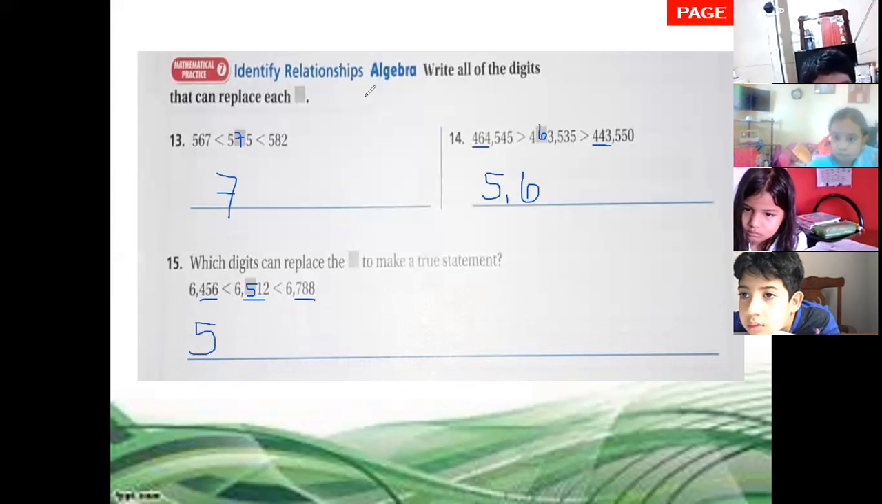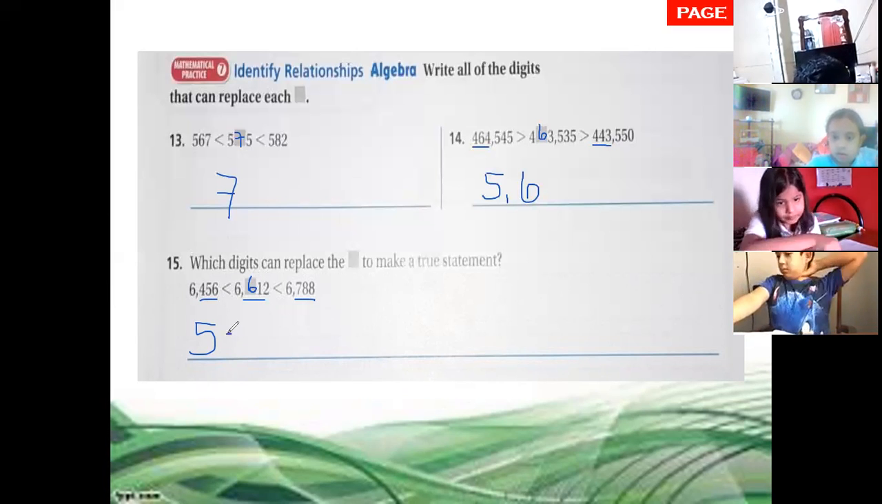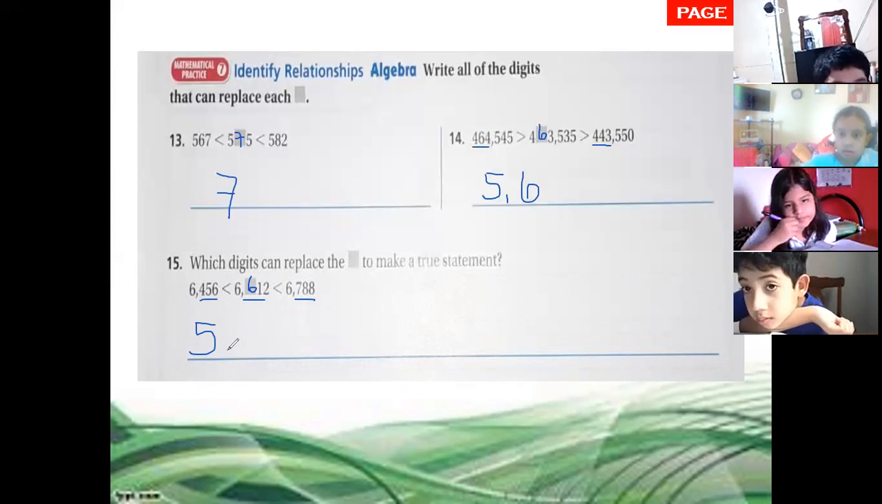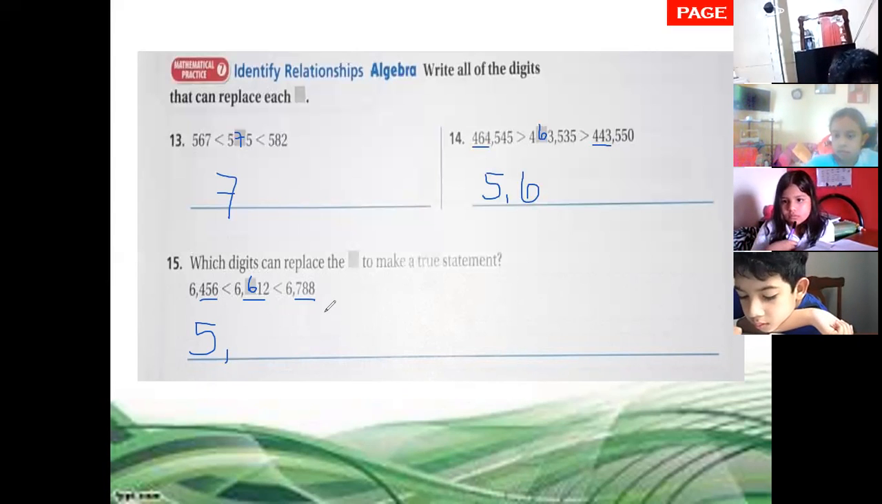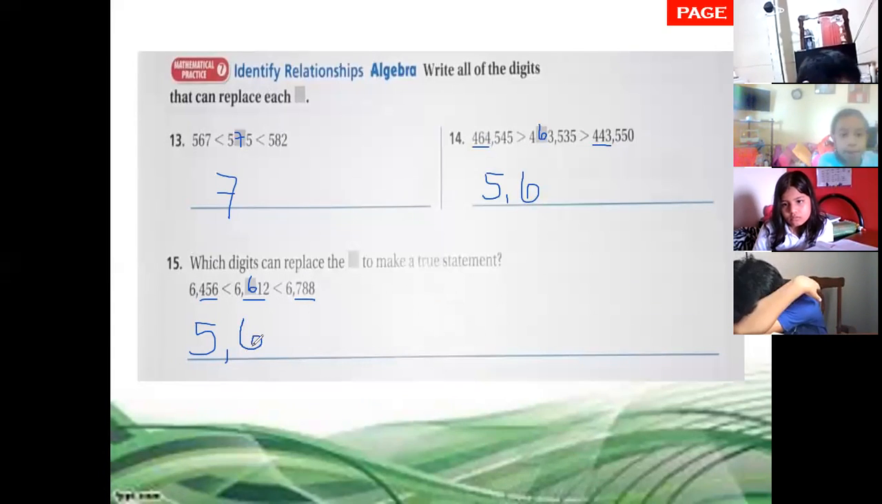Let's try with another one. Let's try with 6, because we saw that 4 doesn't work here. 456 is less than 612. Yes, that's correct. And 612 is less than 788. Is that correct? Yes, it is. So 6 is another digit.